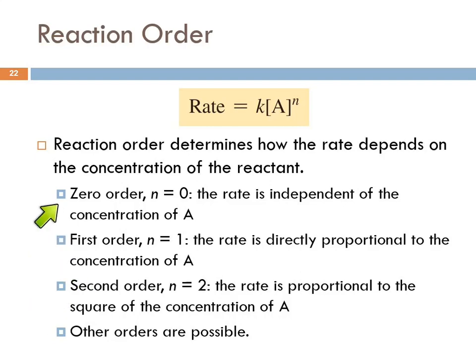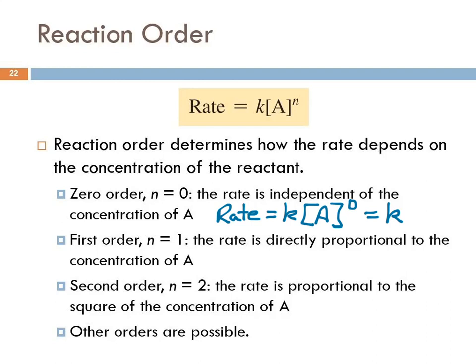For a zero order reaction, n equals 0. And that means that the rate is independent of the concentration of A. Because if we have the concentration of A raised to 0, we're saying the rate equals a constant times A raised to the 0 power. What is anything raised to the 0 power? It's 1. And so that is equal to the rate constant.